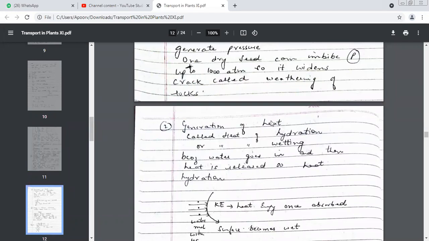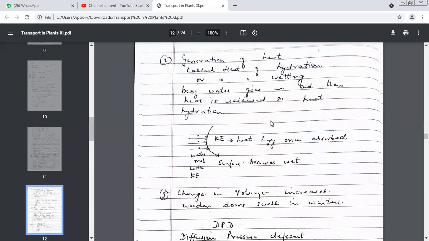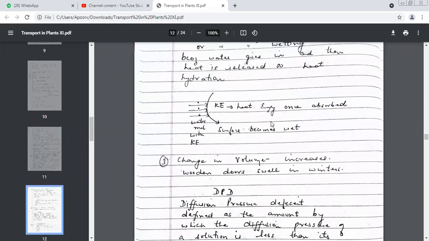Heat. Very good. What is this heat called? Heat of hydration or heat of wetting. Yes. The last change which occurs during imbibition is change in volume. Volume increases. Like a seed swells up, the wooden doors also swell up. So does the volume increase or decrease? Increases.